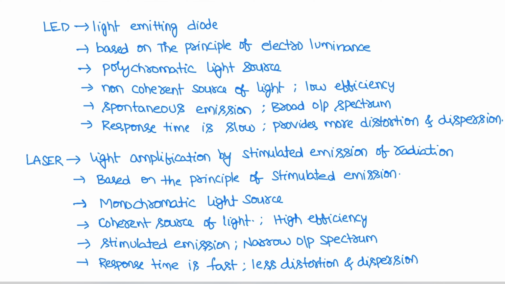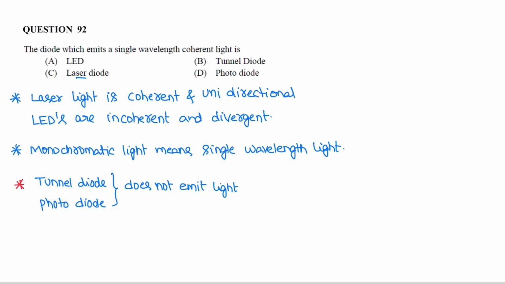And the output of LED is polychromatic light. The output from laser is monochromatic light. Monochromatic and coherent. So monochromatic coherent light source. So the efficiency is also high. Narrow output spectrum, response time is fast and less distortion and dispersion in laser. Response time is slow, more distortion and dispersion in LED. Broad spectrum in LED, narrow spectrum in laser. Monochromatic coherent light source is laser, whereas non-coherent polychromatic light source is LED. The correct option is C.